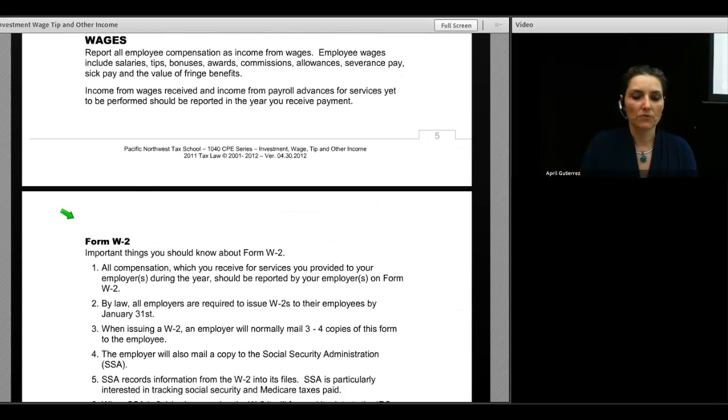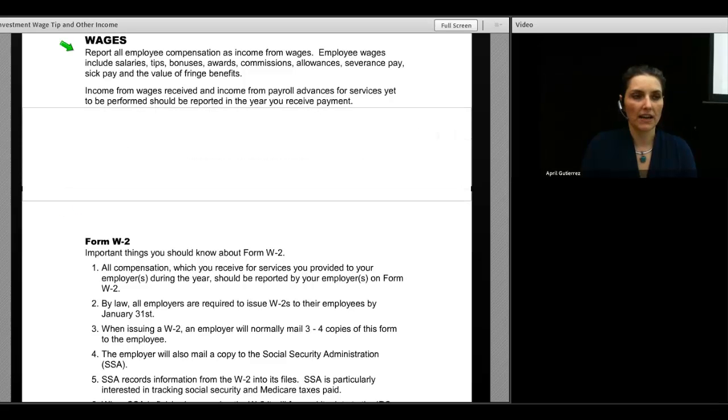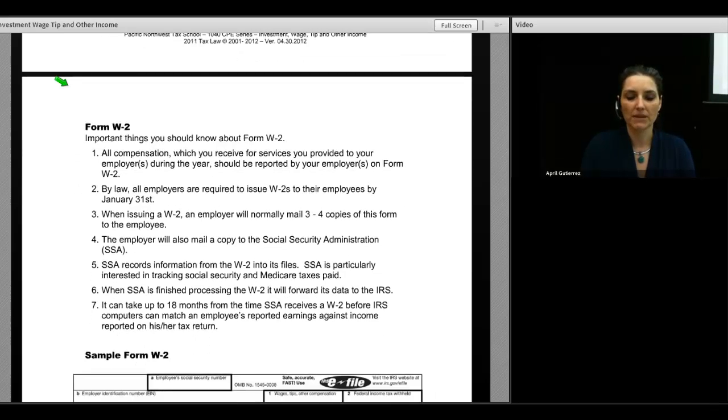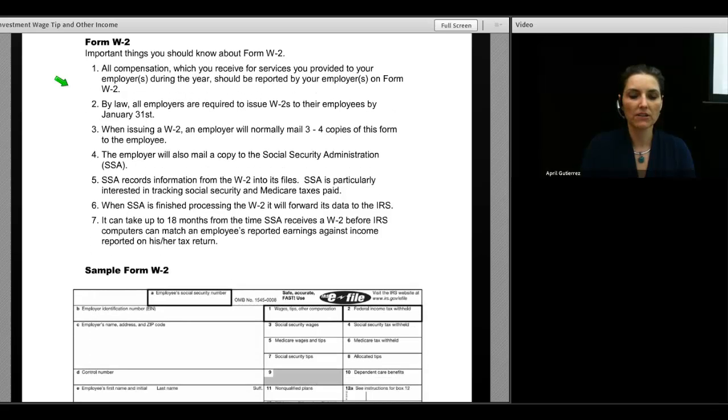Now we're going to move on to wages, the definition of wages, and how to read a W-2. You report all employee compensation as income earned from wages, and employee wages include salaries, tips, bonuses, awards, commissions, allowances, severance pay, sick pay, and the value of fringe benefits. Income from wages received, and income from payroll advances for services yet to be performed, should be reported in the year you receive payment. And we're going to take a look at a W-2.